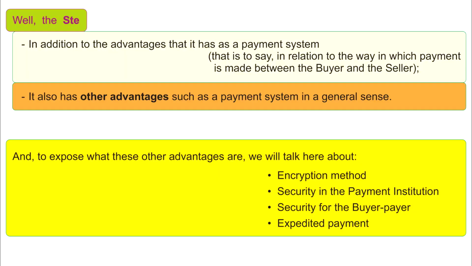Well, the STE, in addition to the advantages that it has as a payment system, that is to say, in relation to the way in which payment is made between the buyer and the seller, also has other advantages as a payment system in a general sense. To expose what these other advantages are, we will talk here about encryption method, security in the payment institution, security for the buyer-payer, and expedited payment.